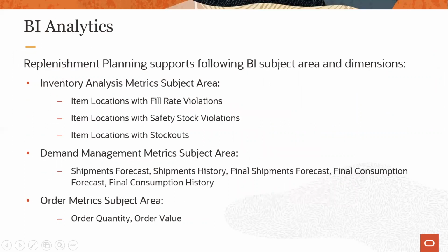Inventory analysis metric subject area is a new BI subject area for replenishment planning. It provides metrics like item location with fill rate violation, item location with safety stock violation, and item location with stockouts. Under the demand management metric subject area, it provides details of shipment forecast, shipment history, final shipment forecast, final consumption forecast, and final consumption history. It also supports the order metric subject area and provides metric details of order quantity and order value.